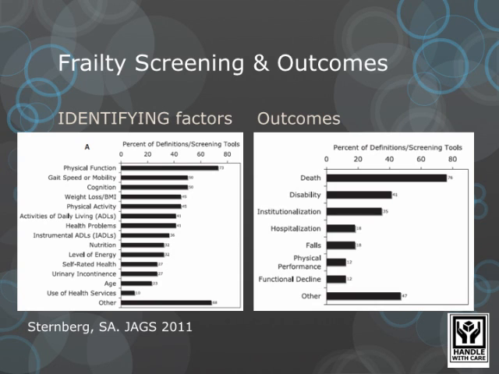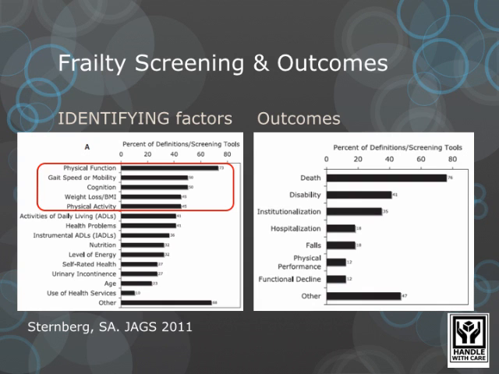So when you look at frailty screening and outcomes, this was a study that looked at what most of the tools we're using to assess for frailty do, and what outcomes they looked at. The reason they did this is because there are a lot of tools out there to try and figure out how we get to frailty, how we know. The top identifying factors were physical function, gait speed or mobility, cognition, weight loss or BMI, and physical activity. Boy, no wonder I'm dedicating this to nursing and allied health, right?